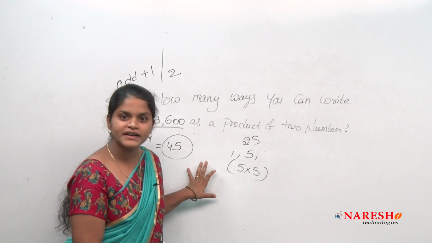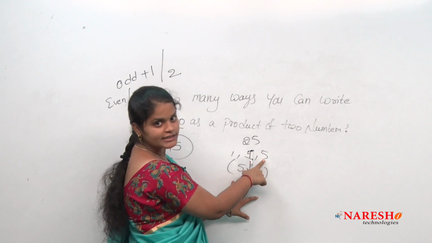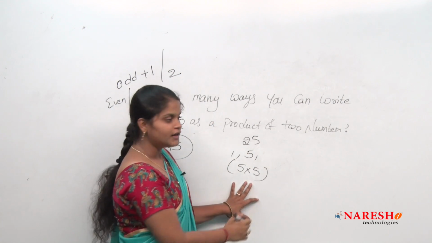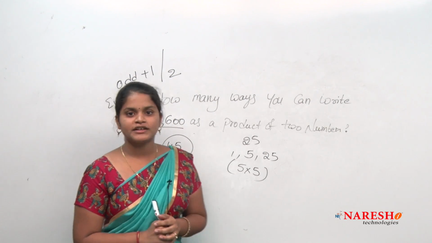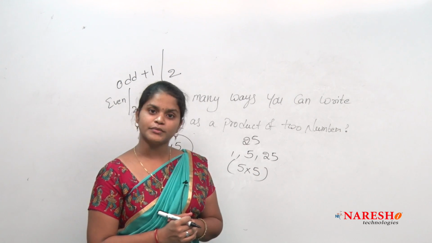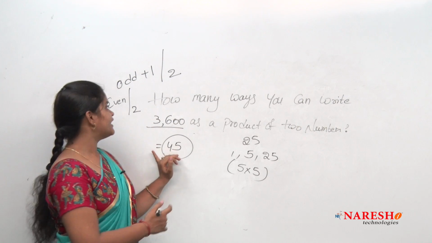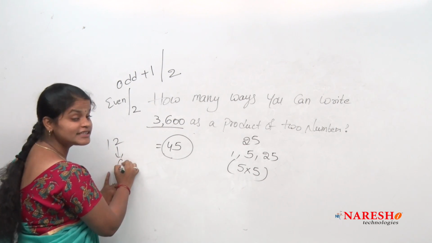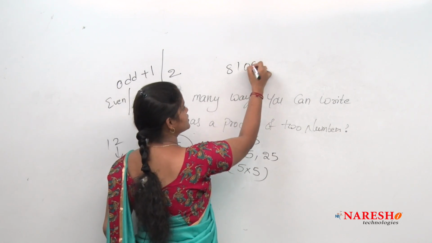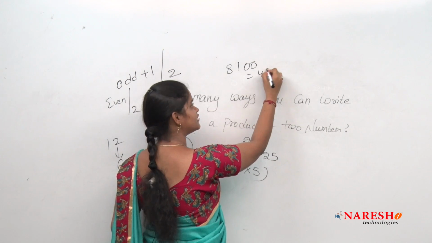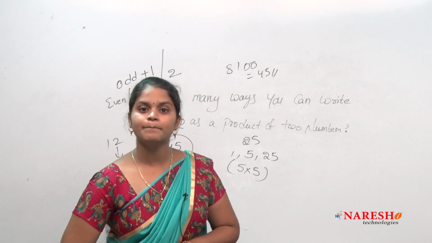Only for perfect squares we will get odd number of factors. Why? Because 5, 5 both are same. That's why we are eliminating one number. That is the reason why we will get odd number of factors. And remember one thing, only for perfect squares we will get odd number of factors. 3600, it's a perfect square. That's why we are getting odd number of factors. Is 12 a perfect square? No. That's why we got 6 factors, an even number. And one more example we took, 8100. It is also a perfect square. That's why we got 45, an odd number. If you get odd number of factors, then you can say the number is a perfect square.